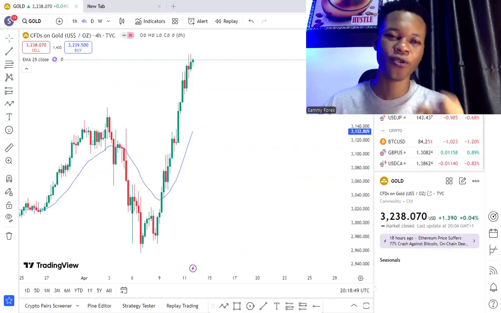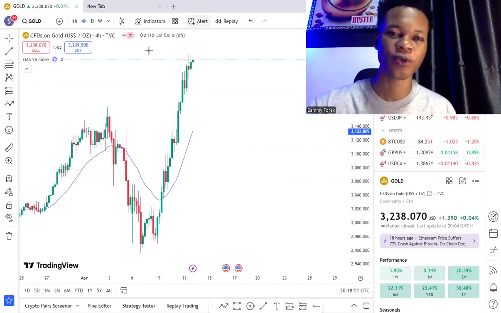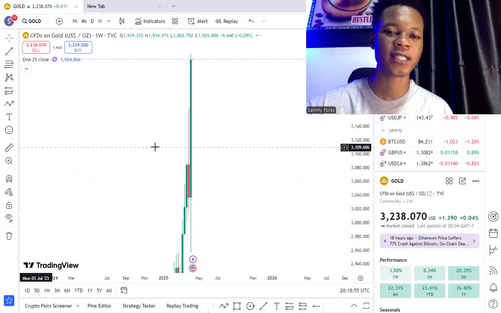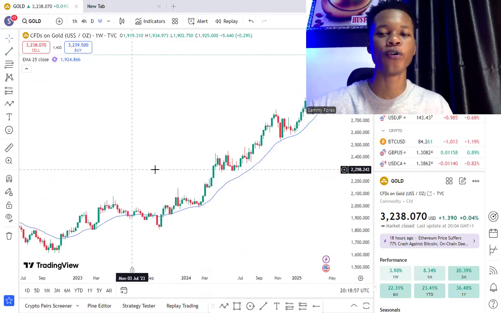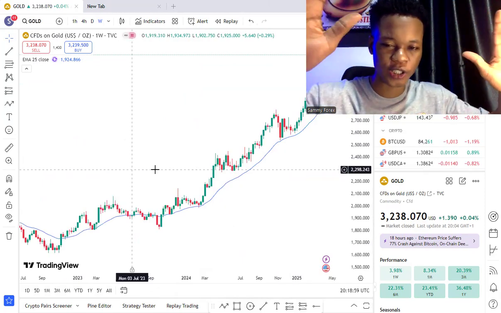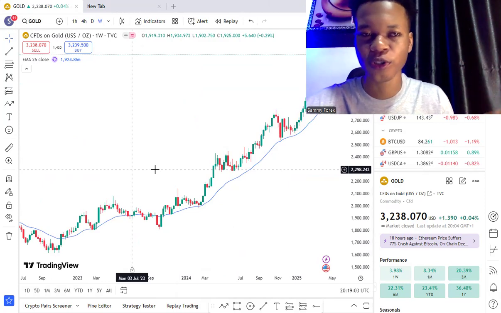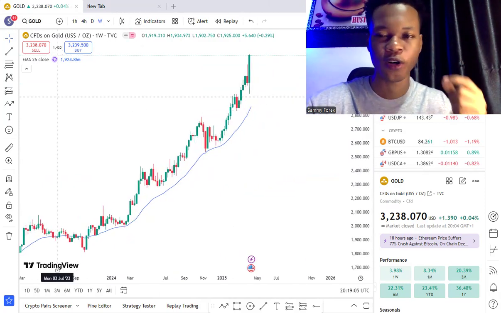So gold, let me go down to the weekly time frame to see what the weekly time frame is giving us on gold. Gold is also bullish. So all you have to do is just be looking for a bullish opportunity.